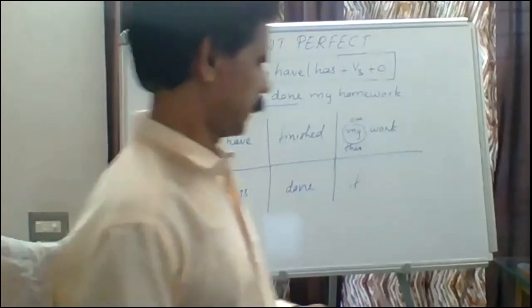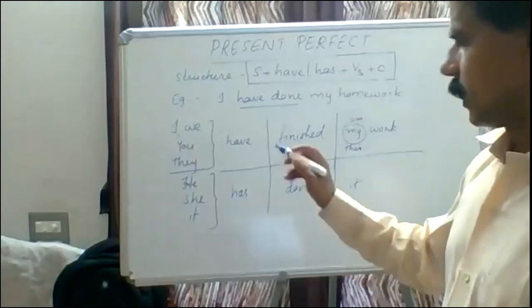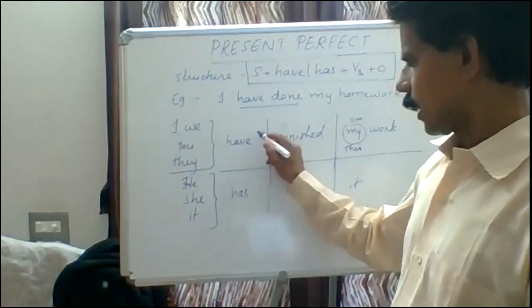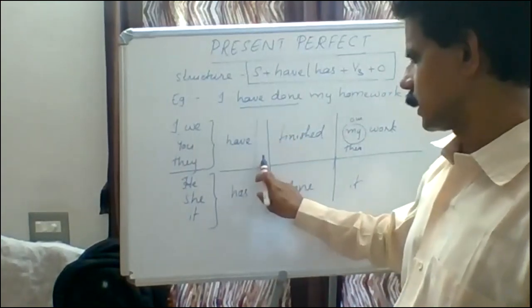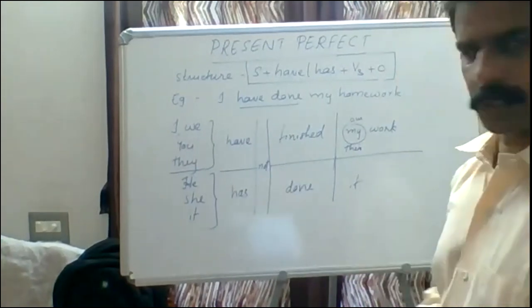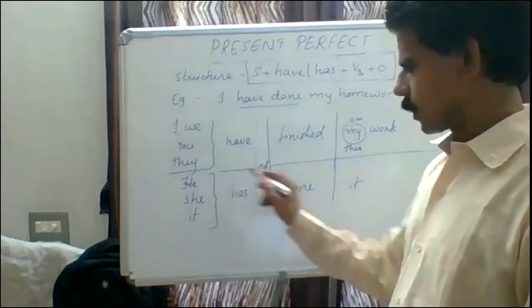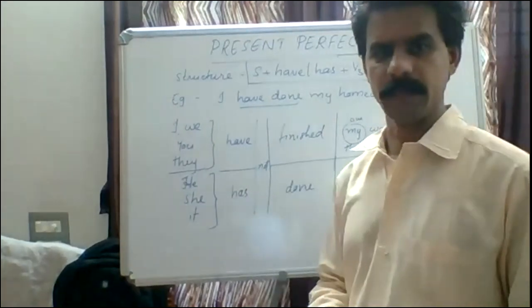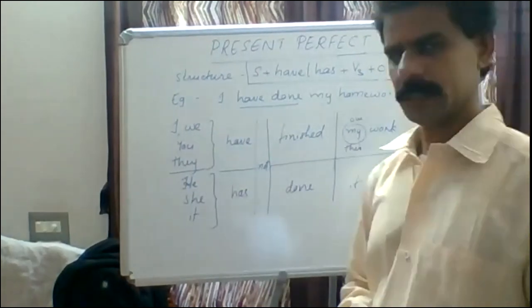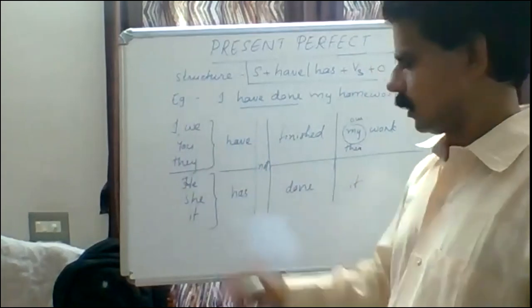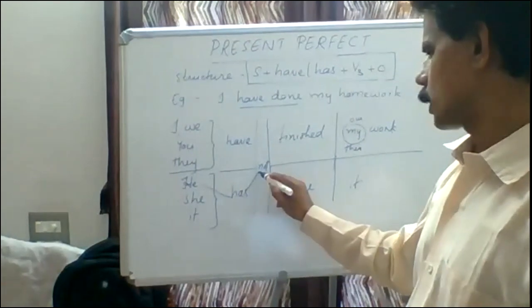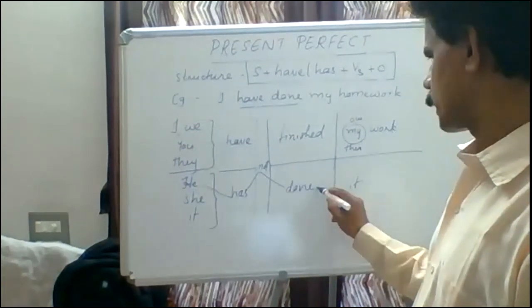Okay? Then, let us go to the negatives. How to frame the negatives? Here, have is already there. I just add one not, N-O-T, in the middle. Just add not, then the sentence becomes negative. How? We have not finished the work. We have not done it. She has not. He has not done it.